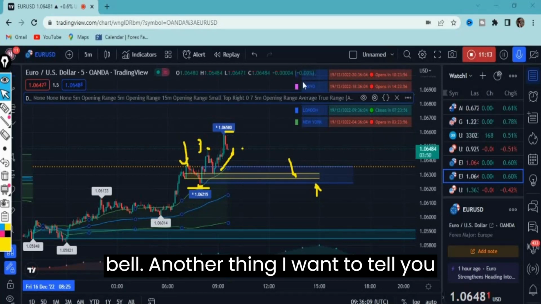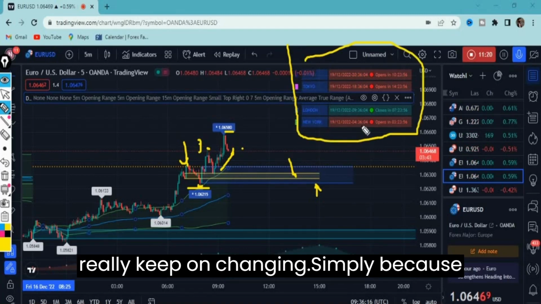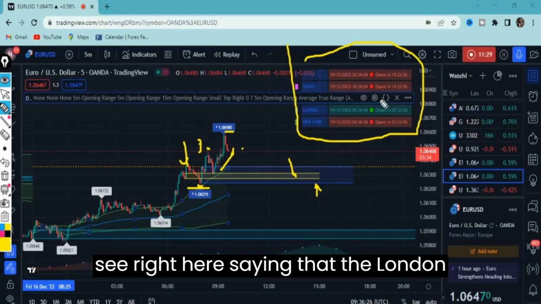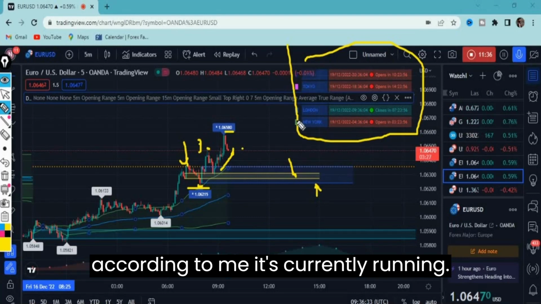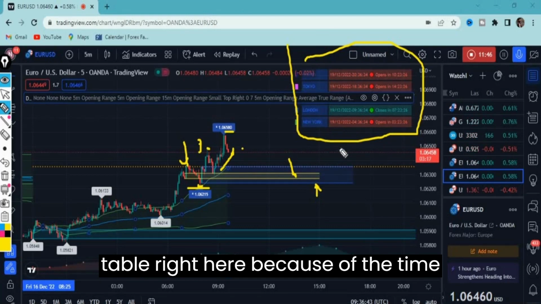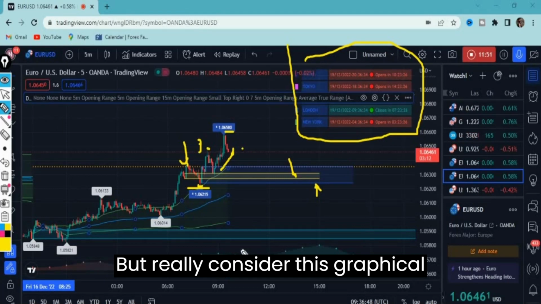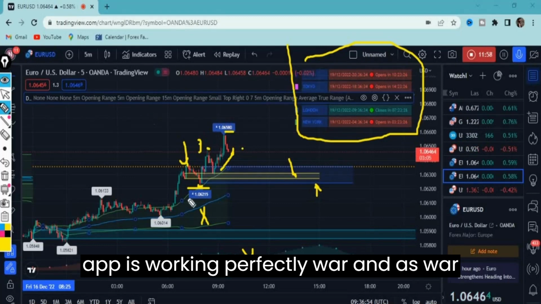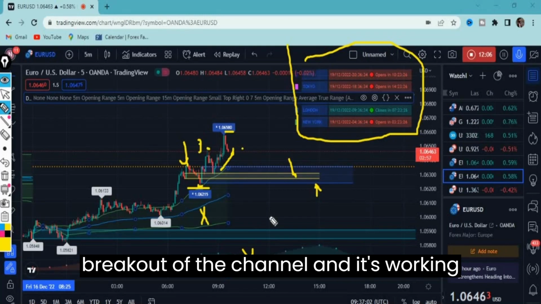Another thing I want to tell you is don't consider looking at this box over here. This box tends to keep on changing, simply because we come from different continents. You can see right here it's saying that the London session is currently closed, but according to me, it's currently running. So guys, you cannot really consider this table right here because of the time zones. It can actually confuse you, but really consider that this graphical presentation is working well. The VWAP is working perfectly well, and as well, these channels over here, you can use the breakout of the channel, and it's working perfectly well.